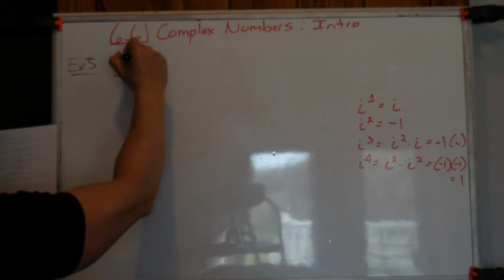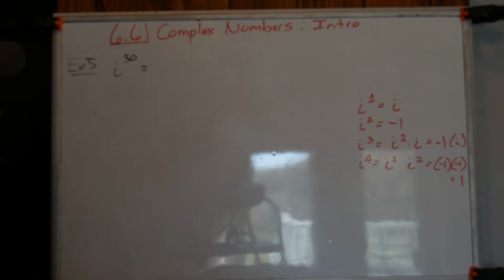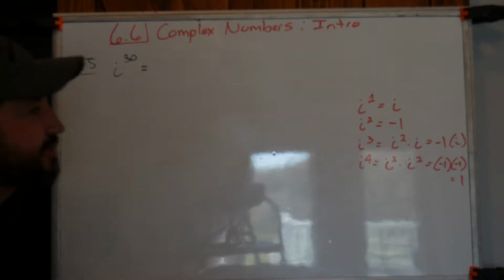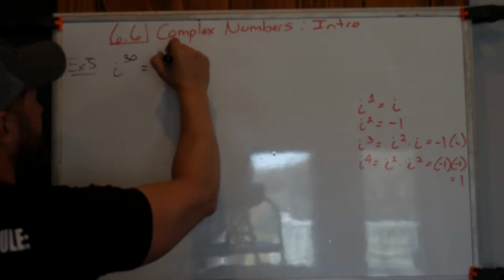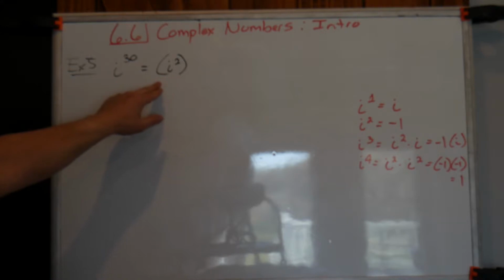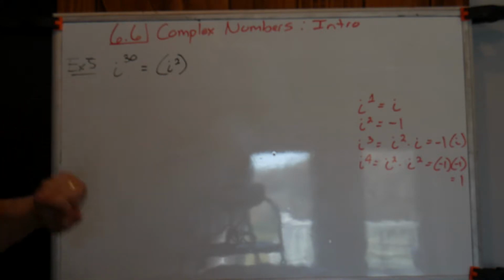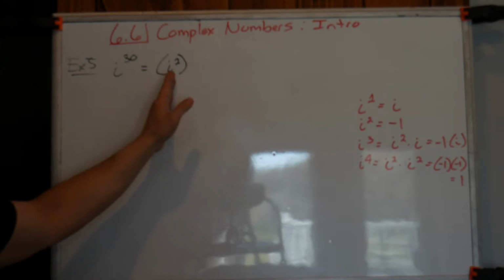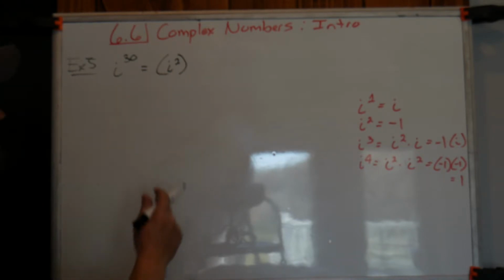So example 5. We have i to the 30. They're trying to get us to understand this rationale of, ooh, i to the 30, that's a big one. What can we do with it? Well, what we want to do is say, i squared. I know I have some in there. How many can I get out of there? In this case, we have an even number, so I can pull i squareds out and not have a remainder. I know I'm not going to have a single i left. If that was 31, I'd have a single i left.